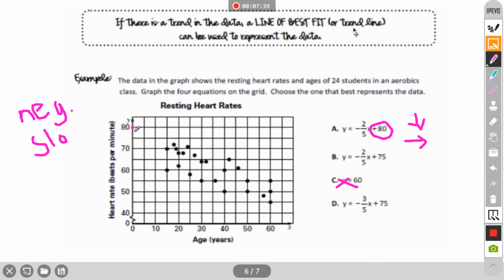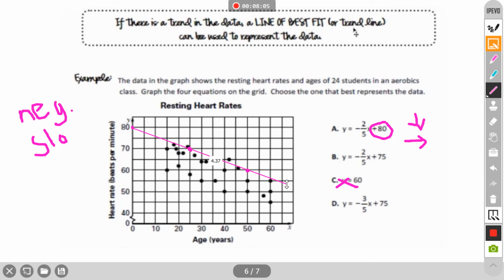So if I go down 2 and to the right 5, 1, 2, 3, 4, 5, I can put my next point right here. And then I can do it again, go down 2 and to the right 5, 2, 3, 4, 5, and draw my next point. Now when you are creating your lines, make sure that you've got a nice straight edge to connect them. I happen to have a computer tool that is going to connect them perfectly.